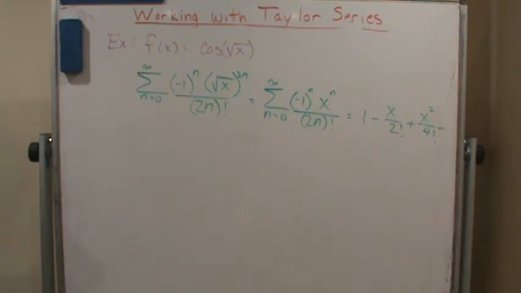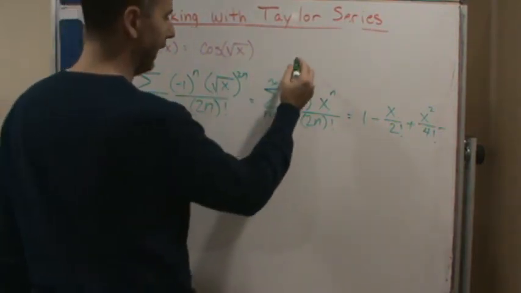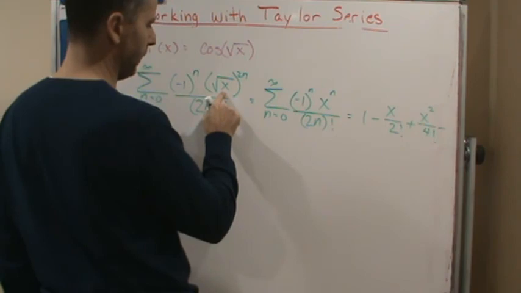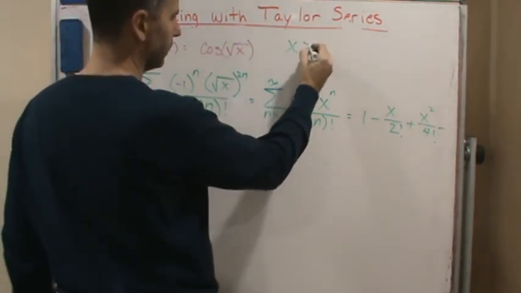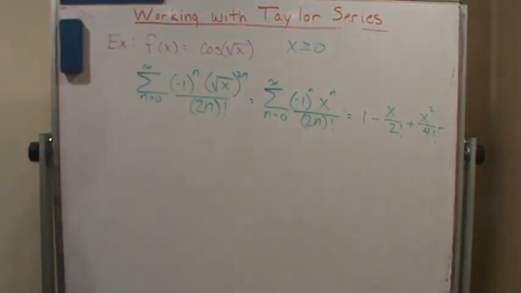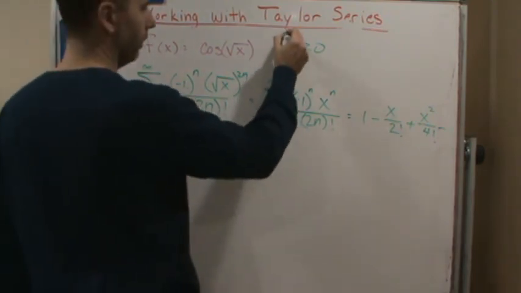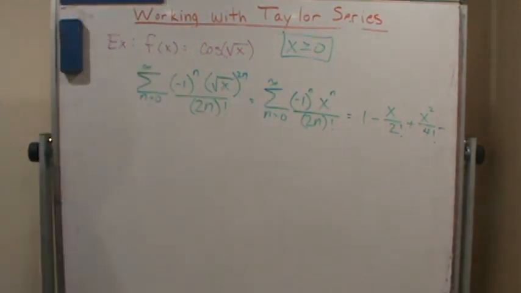And so this series converges to cosine of the square root of x for all x in the domain of cosine of the square root of x. Which, the domain, right? So again, it's restricted by the domain of this, right? So that would mean for all x greater than or equal to 0. Okay, so this is where it's going to converge to cosine of square root of x.